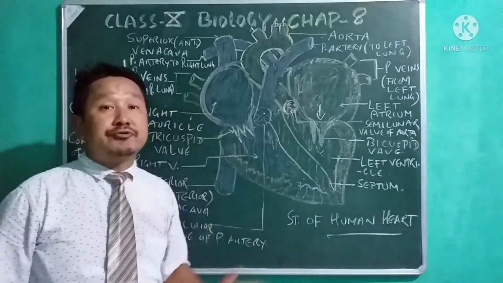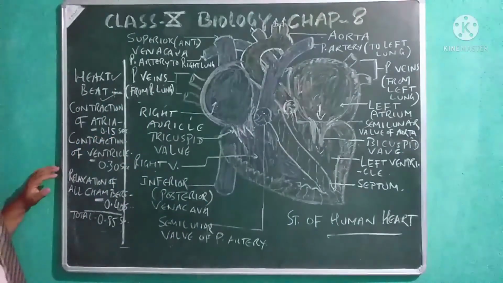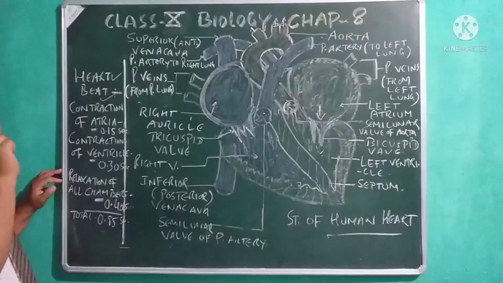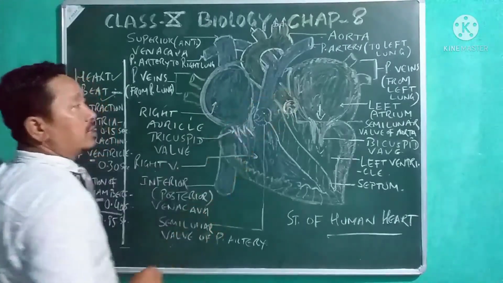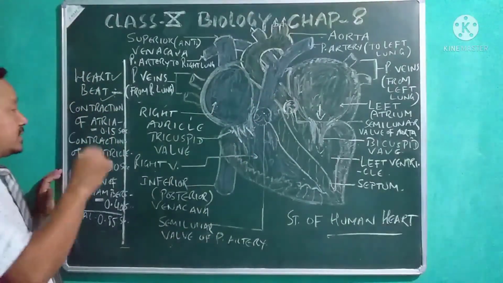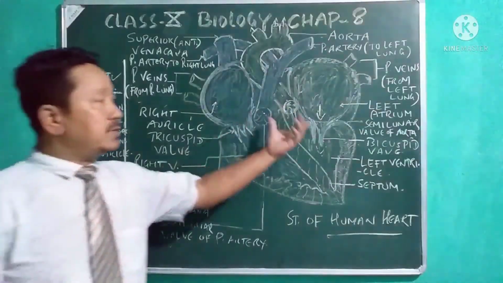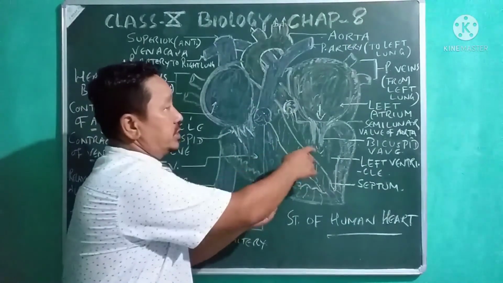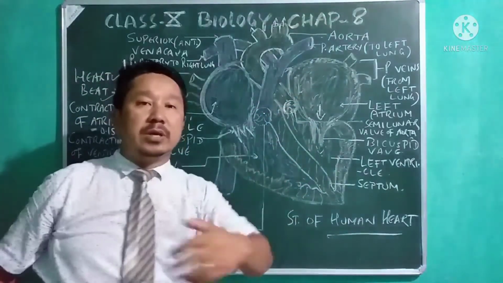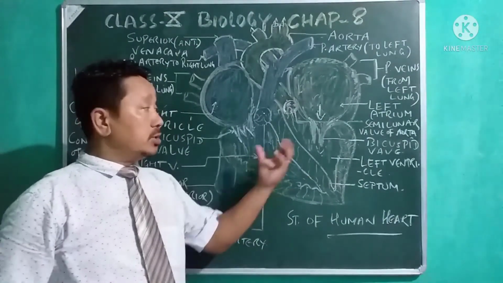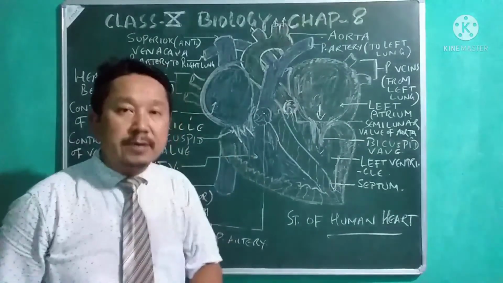The systole, the contraction of the auricles, takes 0.15 second. Then after that, this portion, after receiving the blood from this region, the ventricle will also contract, which is called the contraction of the ventricle, or the systole of the ventricle.